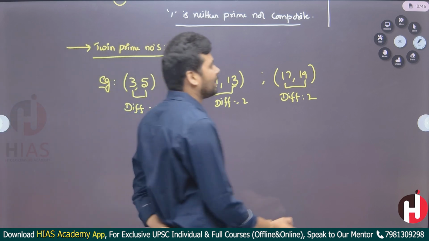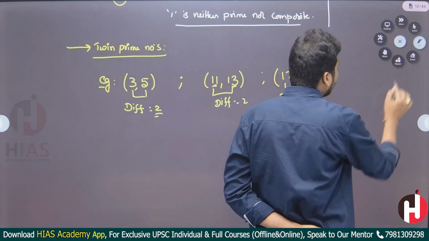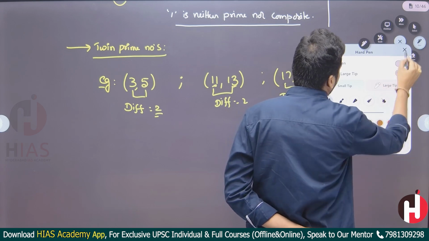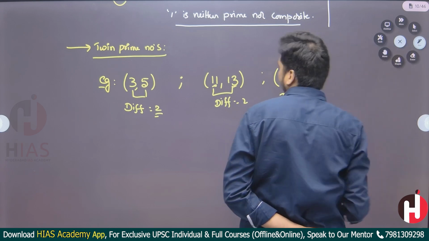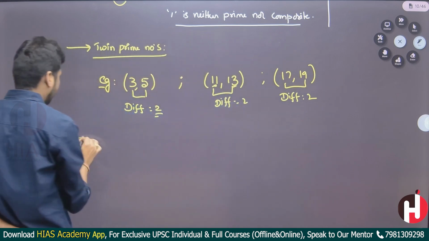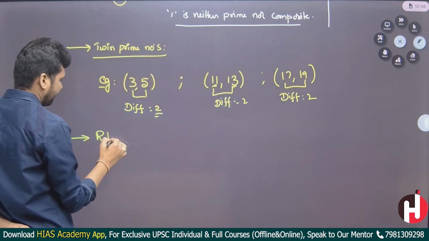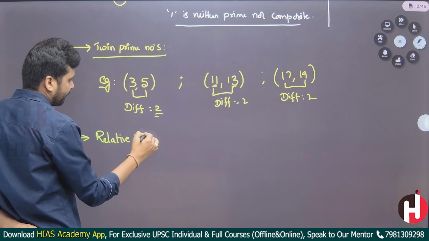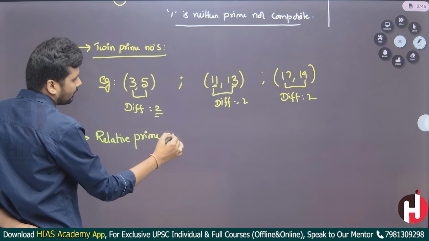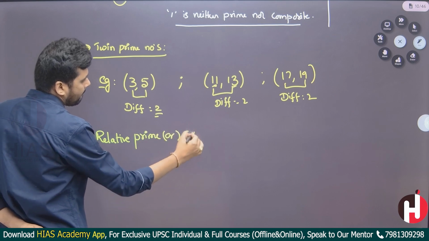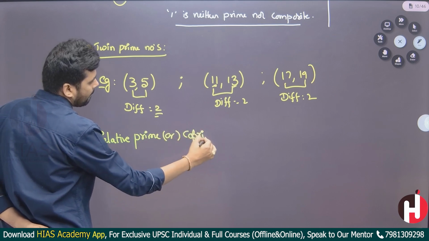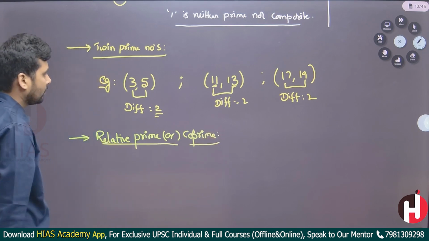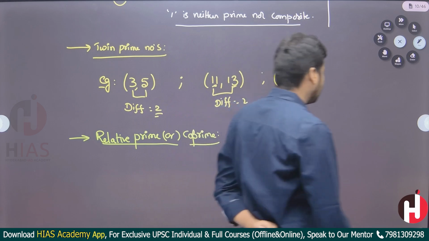Okay, next one is relative prime or co-prime. It's very, very important. The next one is relative prime or co-prime.